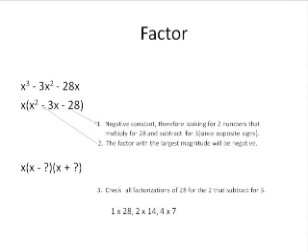Again, the larger of the two will take on the negative sign to result in a negative sum when we combine the inner and outer products when we FOIL to check.